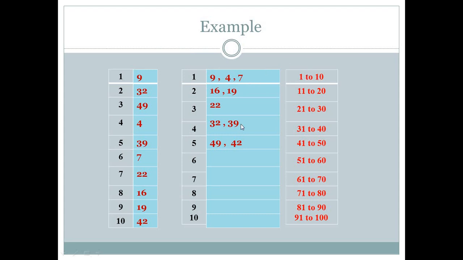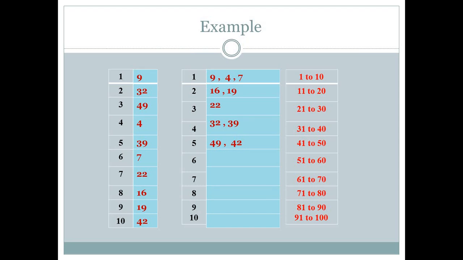Next is 39, so we will put it into this bucket, 31 to 40. Next is 7, so we will put it into our first bucket. 22 we will put into this third bucket. 16 we will put into our second bucket. 19 we will put into this bucket, and 42 we will put into this bucket. Okay, so we have divided all our numbers bucket-wise.